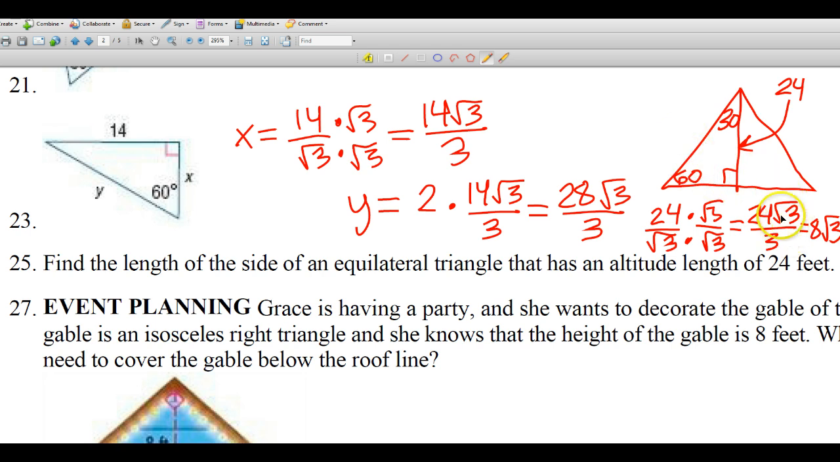Once we know what the short leg is, then we multiply it by 2 to find the hypotenuse. So the hypotenuse would be 2 times 8 square root of 3, which is 16 square root of 3. So the question was asking for the length of the side. So each side would be 16 square root of 3 feet.